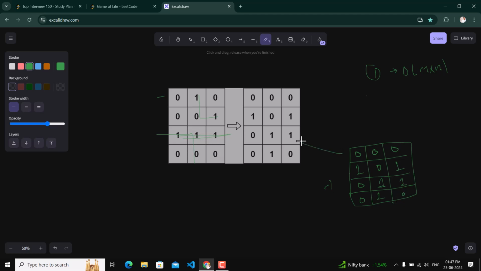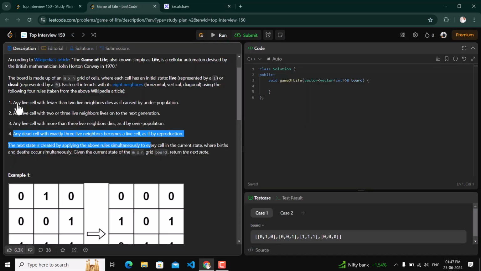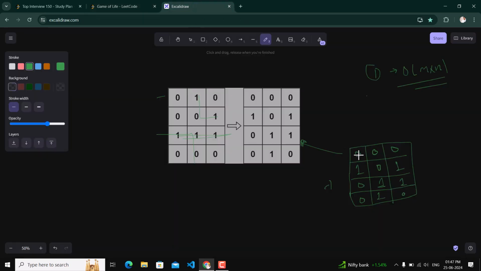So this is our resultant matrix. Using extra space it is very simple to solve this. You just need to calculate the number of live cells for any particular cell, and then according to the 4 rules which are given in the question, we compute its current value.